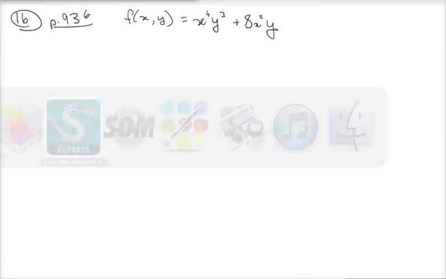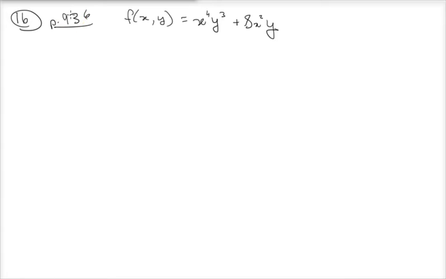So, first we're going to do problem number 16 on page 936 in your book, and it asks us to find the partial derivative with respect to y and with respect to x of this surface, so this function in two variables. And on the previous screen I showed you how to find the derivative at a particular point, and really to find the general partial derivative of a function like this, you just replace all those a's and b's with x's and y's.